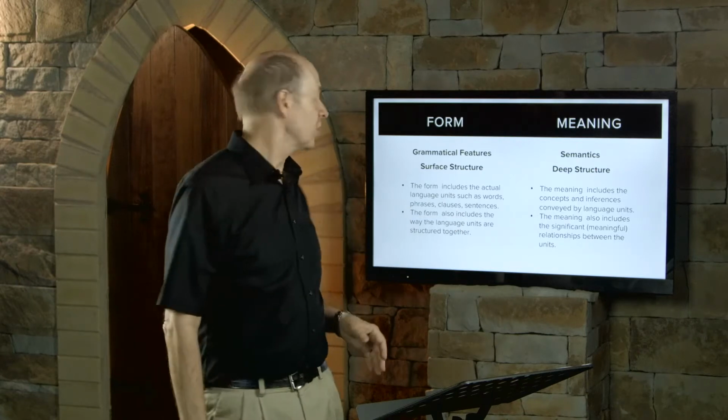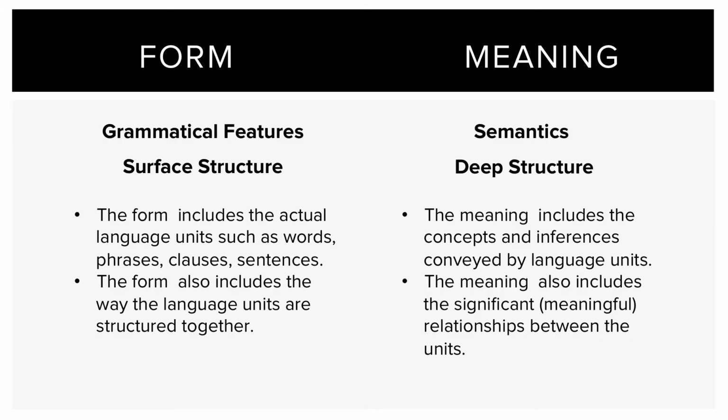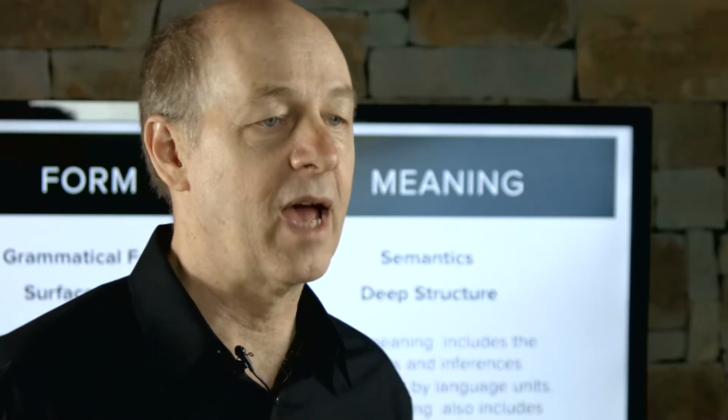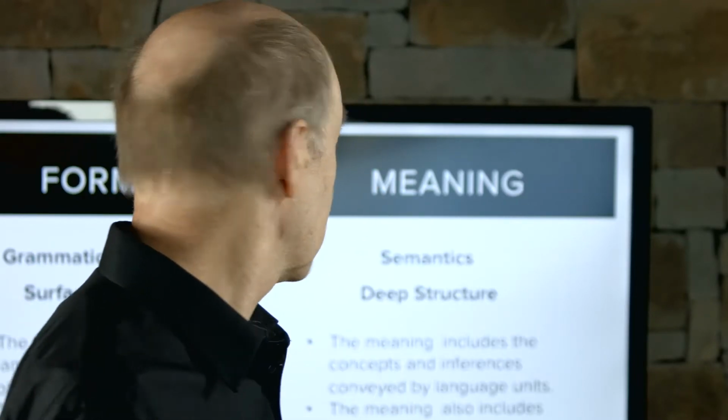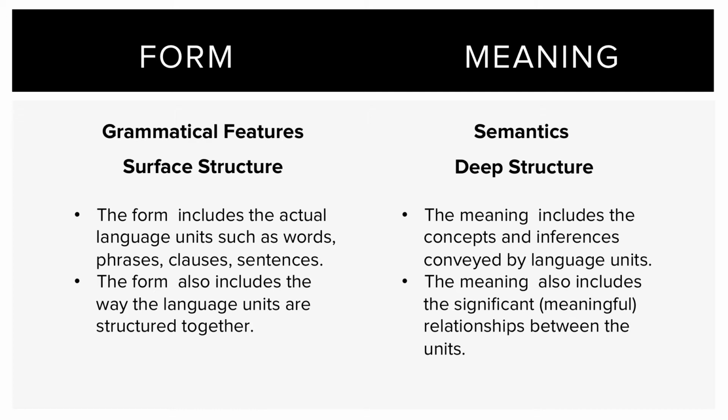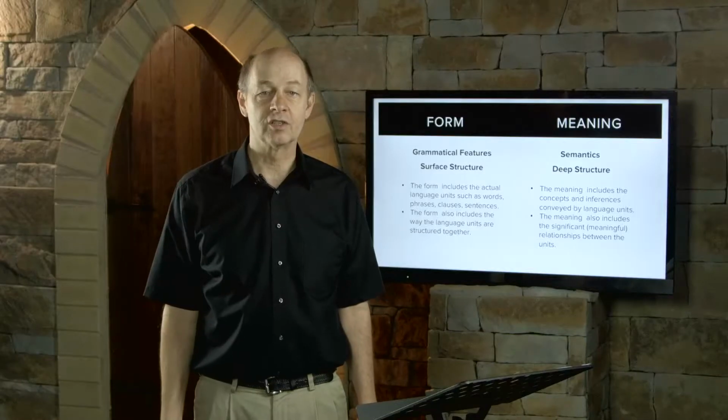The form is sometimes also called the grammatical features or the surface structure. The meaning is sometimes called the semantics or the deep structure. The form includes the actual words and phrases and clauses and other language forms. The form also includes the way that those forms are structured together grammatically. The meaning includes the concepts and inferences conveyed by the language units. The meaning also includes the significant or meaningful relationships between these semantic or language units.